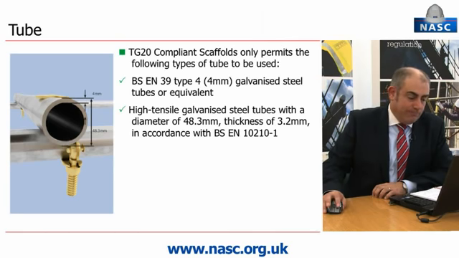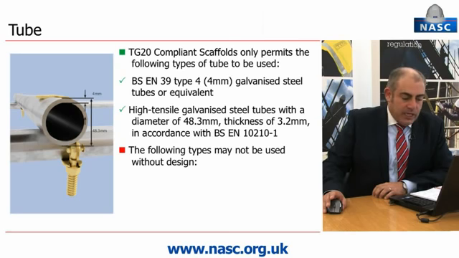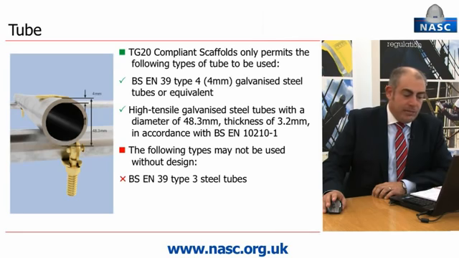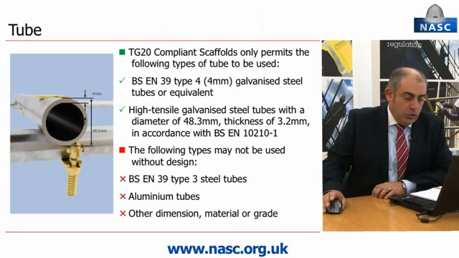10210 Part 1. The following types of scaffold tube may not be used without design input: BS EN 39 Type 3 steel tubes, aluminium scaffolding tubes, tubes of other dimensions, materials or grades such as black steel or glass reinforced plastic GRP scaffolding tubes.